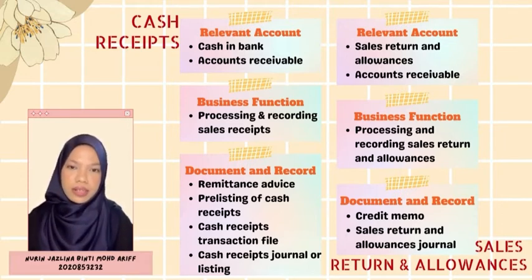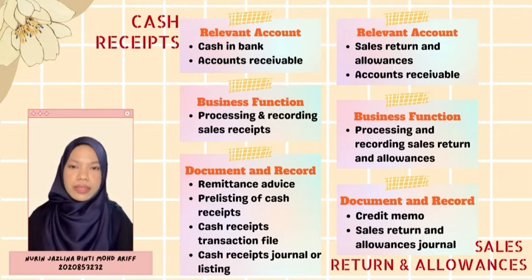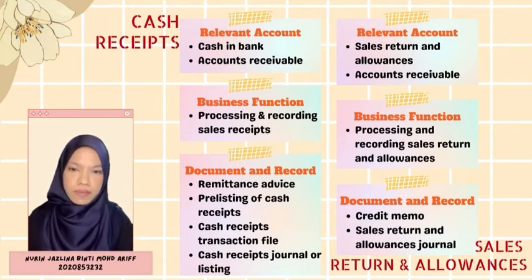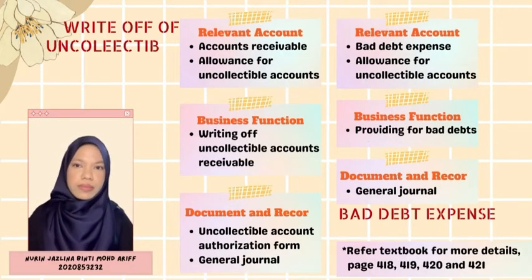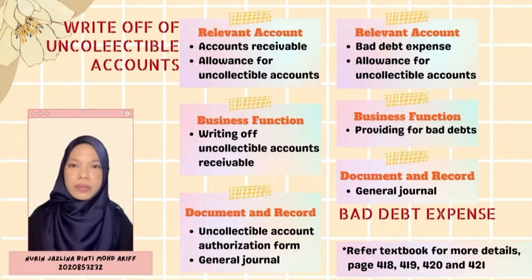The third transaction is sales return and allowance, which involves the accounts of sales return and allowance and accounts receivable. The business function is processing and recording sales return and allowance. Under this class of transaction, there are 2 documents involved, which are credit memo and sales return and allowance journal. Next, write-off of uncollectible accounts. The accounts involved are accounts receivable and allowance for uncollectible accounts. It is to write off uncollectible accounts receivable, and it involves the uncollectible account authorization form and general documents.